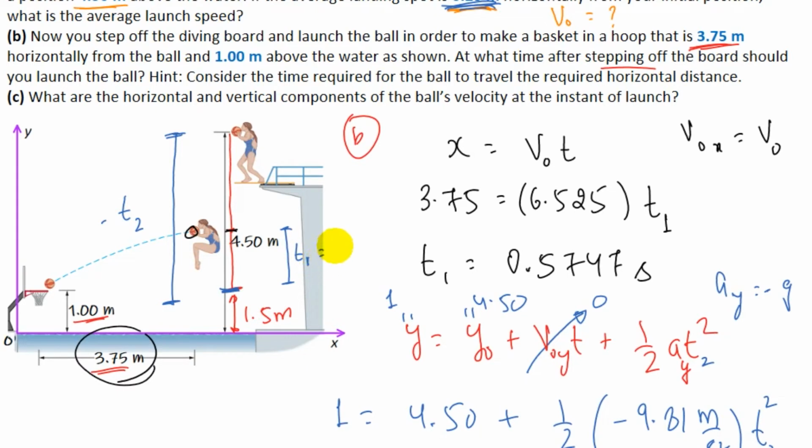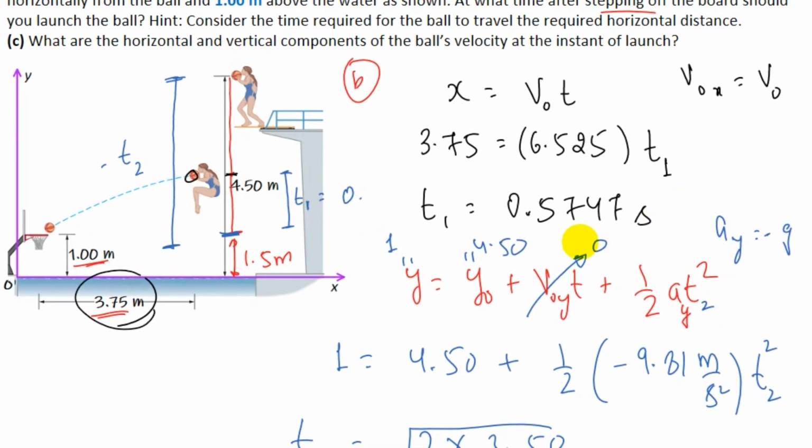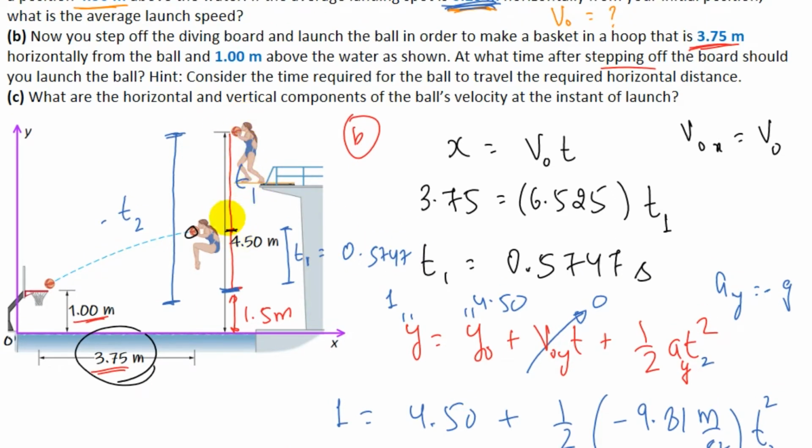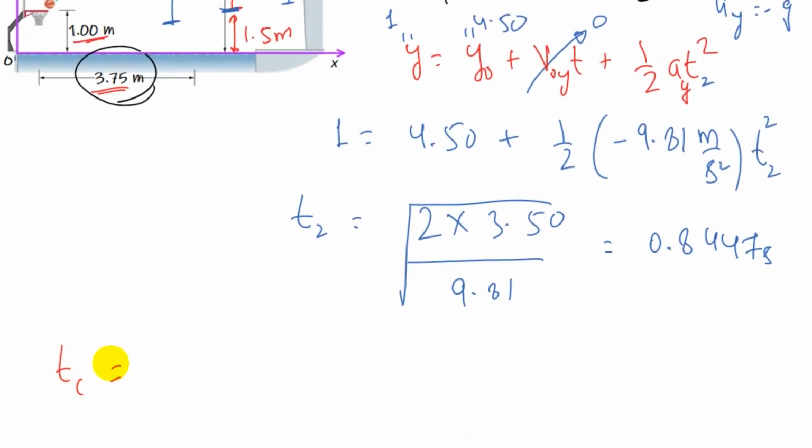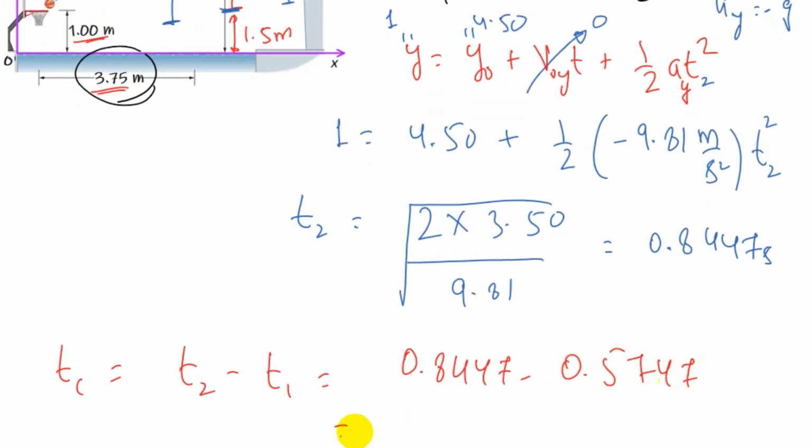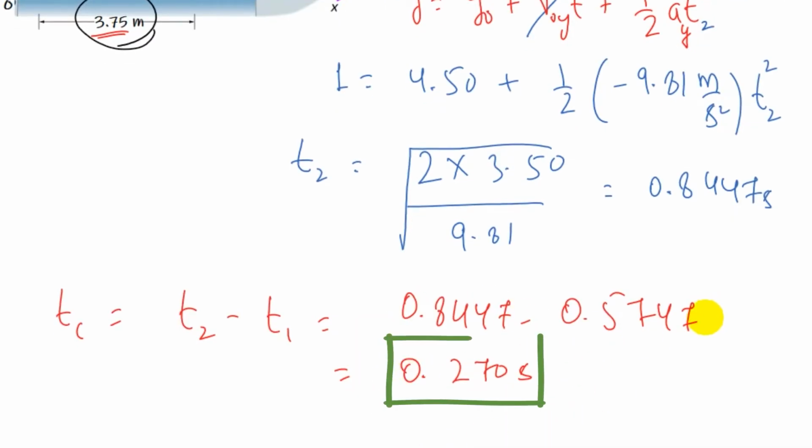Now this is the total time taken by you from this position to this position, t2, and this time we have calculated to be t1, we have 0.5747, right? So what would be the time taken by you to travel this much distance in the vertical direction? So let this be tc that we have to calculate. So tc would be equal to t2 minus t1, the total time minus this time t1. So this is the answer for the B part, that is t2 minus t1, and t2 we have 0.8447 and t1 we have 0.5747, which comes out to be 0.270 seconds. So this is the answer for the B part.